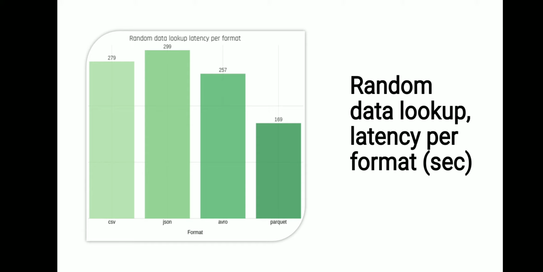You are firing some random select statements and there is one record that you are trying to access. Now the data is the same. You are trying to access it from CSV, JSON, AVRO and PARQUET. Now how long does it take for the data to show up? So you can see that PARQUET is the winner here.